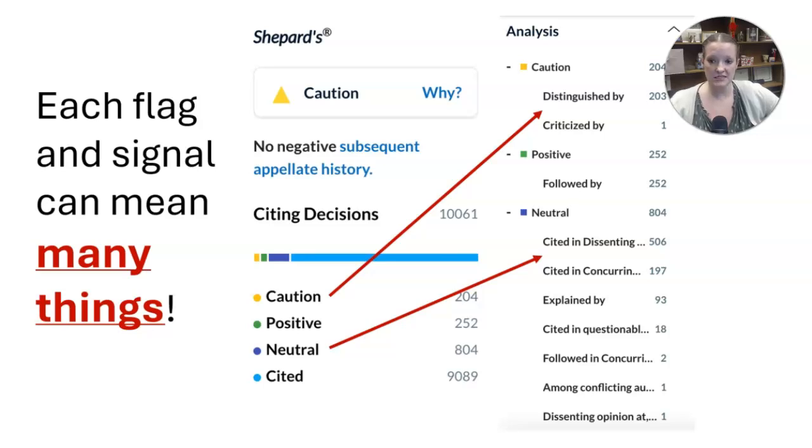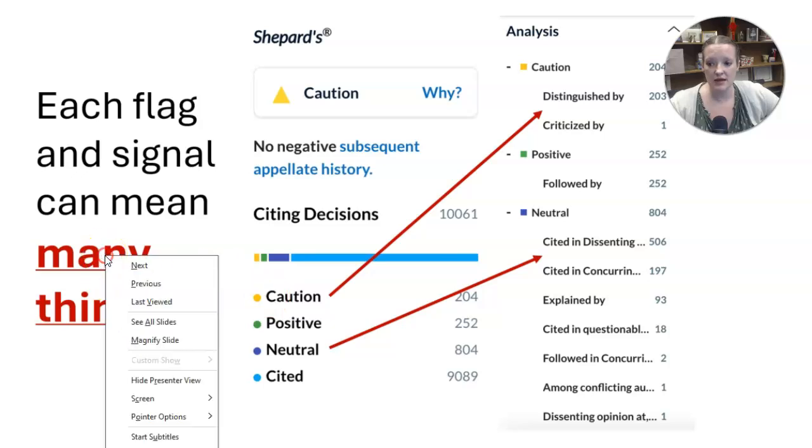Now, it is not as simple as caution or positive treatment, neutral treatment, cited by, right? You can see these are just a couple of examples right here. You can start to see caution could mean distinguished by or criticized by. Neutral could mean a whole host of things. We're starting to see a list here, right? They're not all listed because the database is only telling us the ways that our case has been treated, right?